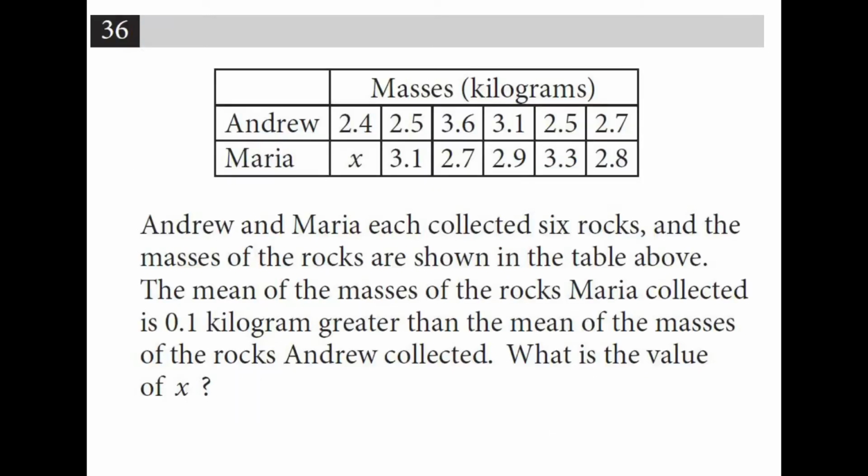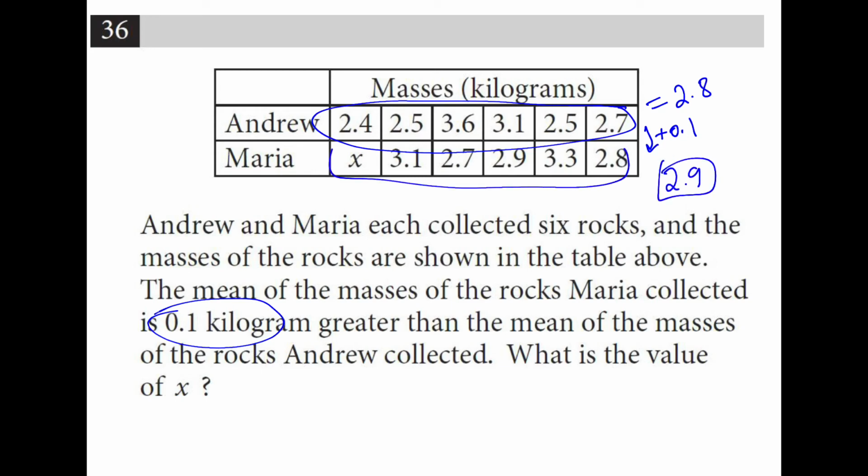Andrew and Maria each collected 6 rocks. The mean of the masses of the rocks Maria collected is 0.1 greater than Andrew. So take Andrew and add 0.1, and you get Maria. So first we'll add all these up and divide by 6, and that gives us 2.8. So Maria's average is going to be 2.9. So all of these added together divided by 6.